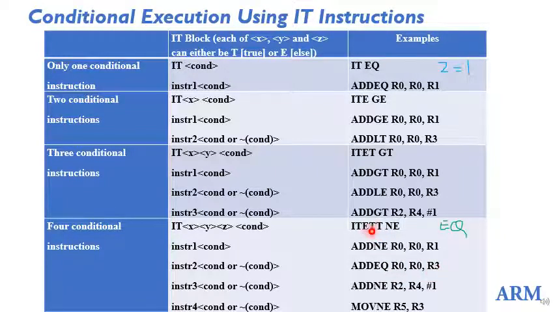The third instruction will be pertaining to Y, and Y here is T. So T means it should have the same condition as in the IT, that is not equal to. So ADDNE R2, R4, #1, and the last instruction will be in correspondence to Z. Z is also T here. So that means in the then block, the if block itself, it is NE only. So the last instruction should also have the same condition as the condition here, that is NE. So it is MOVNE R5, R3.